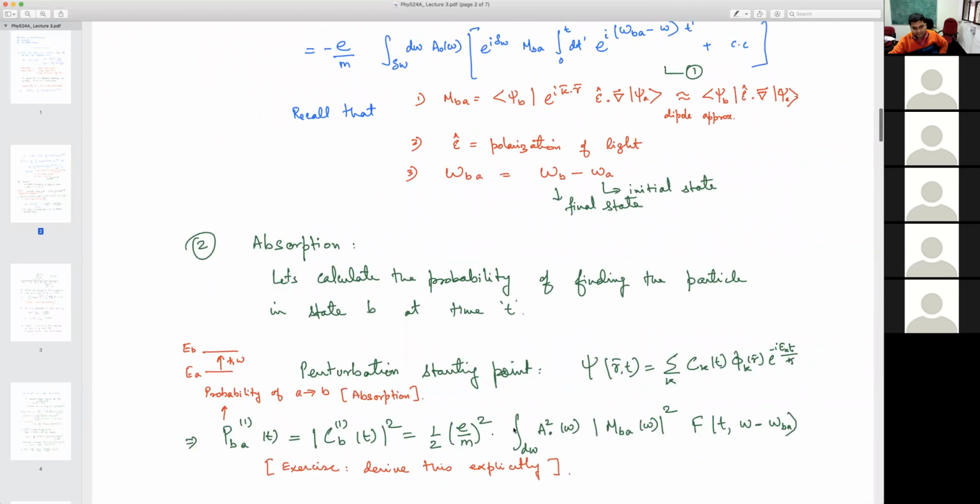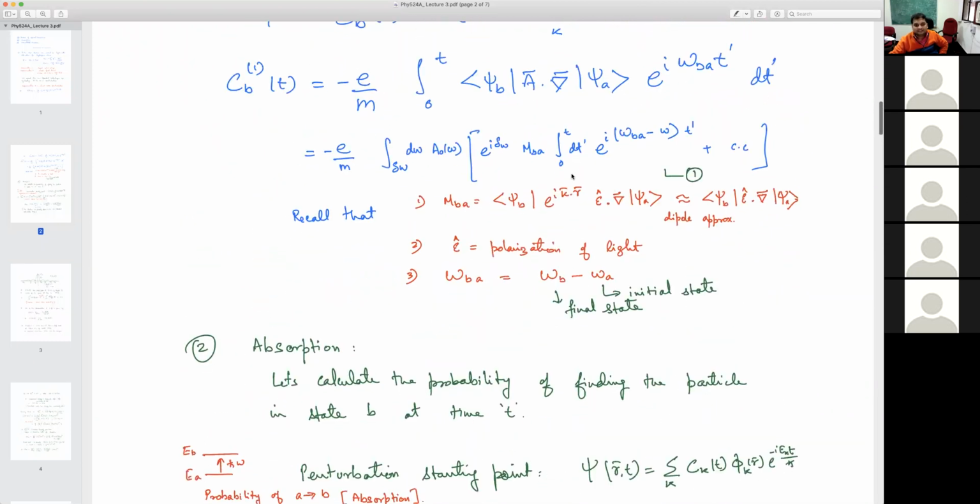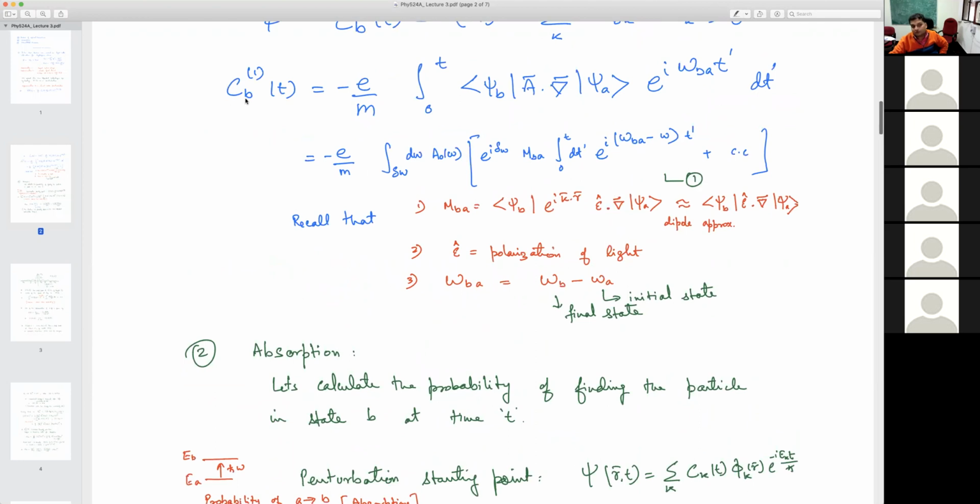Now, to make it slightly more complicated, suppose I take this. The probability will always be |C_B1(t)| squared, right?